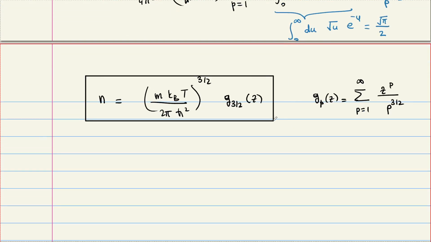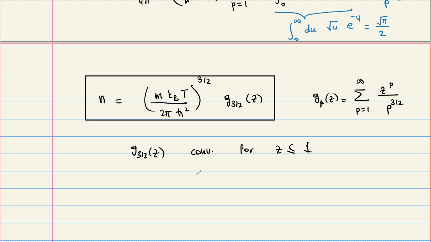Okay, so this is the calculation. Let's now try to understand what this is telling us. First, because of this series, g_{3/2}(z) is convergent for z smaller than 1 and divergent for z bigger than 1.